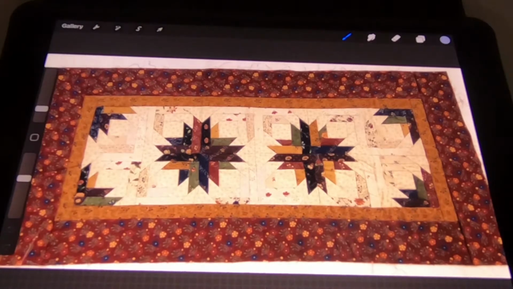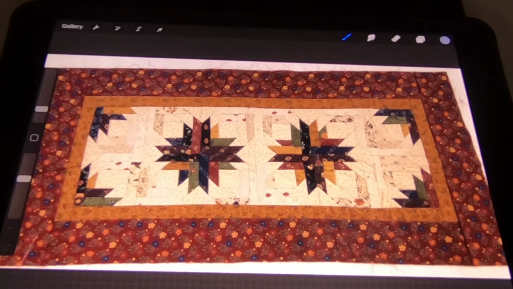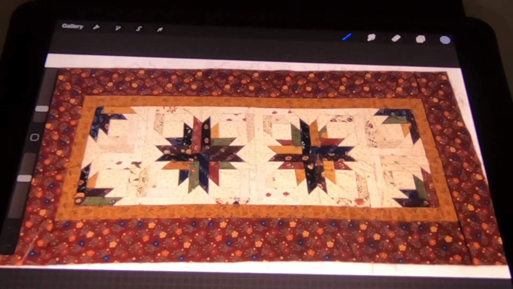We're going to look at this table runner today that uses fabrics by Kansas Troubles. This is one of my favorite, I guess it's a designer. I just finished a large quilt that uses a lot of fabrics by Kansas Troubles. So I enjoy quilting anything with these fabrics in them.